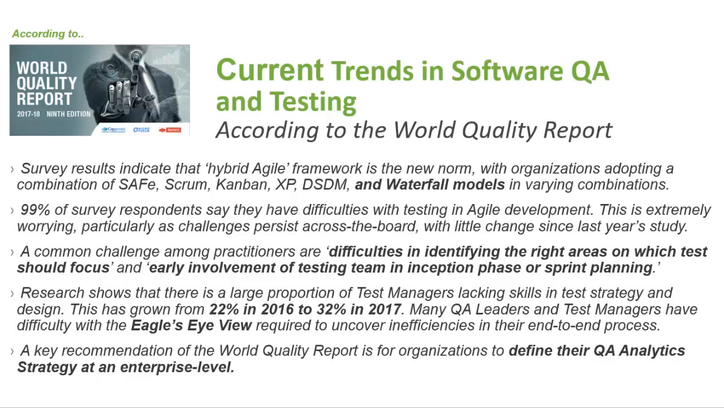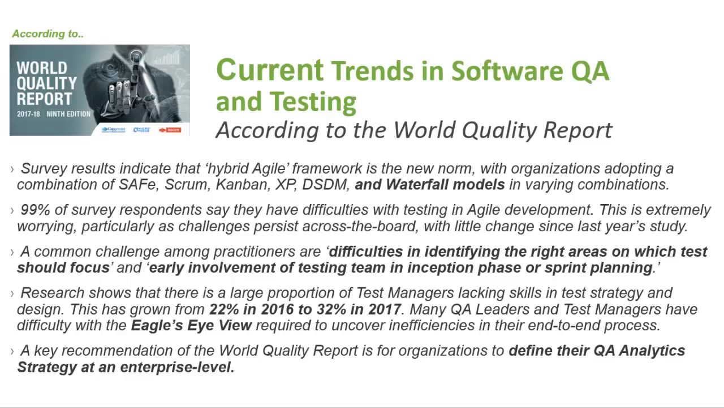Some of the excerpts I want to share with you here on this slide relate to the latest World Quality Report, and the results that just came in indicated that hybrid agile framework is the new norm. Organizations are adopting a combination of different methodologies: SAFe, Scrum, Kanban, XP, DSDM, and waterfall methods. I underscore waterfall methods because it just hasn't gone away yet.